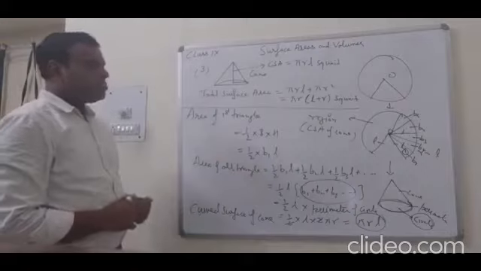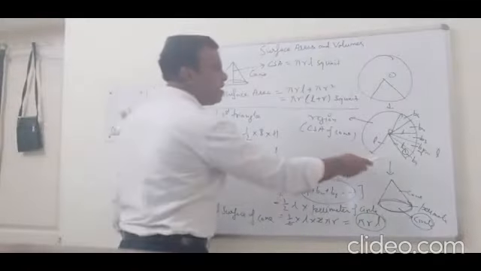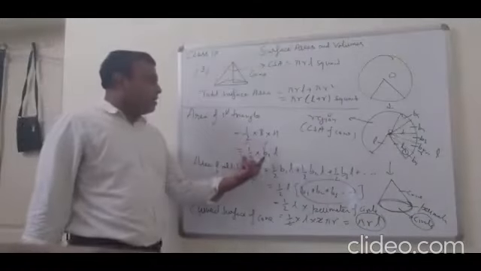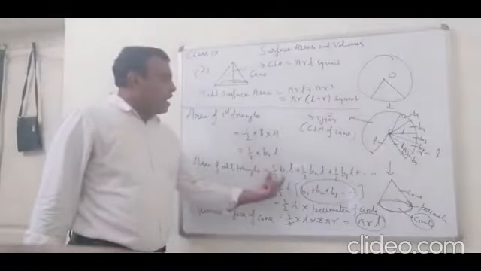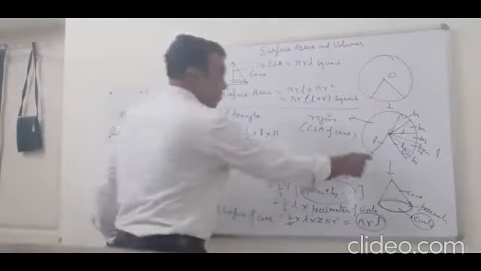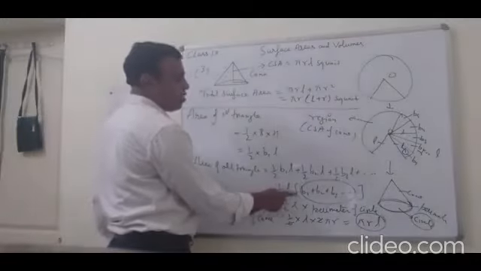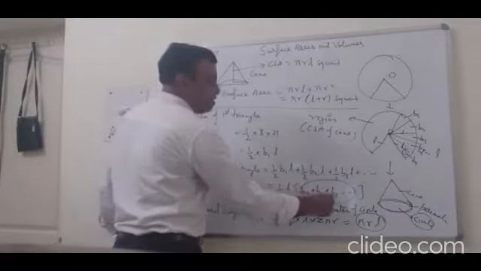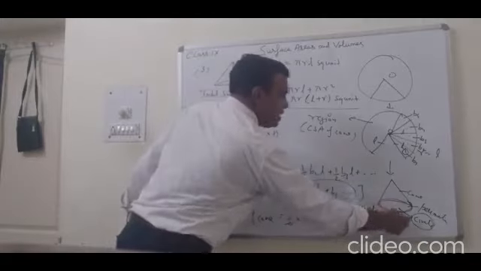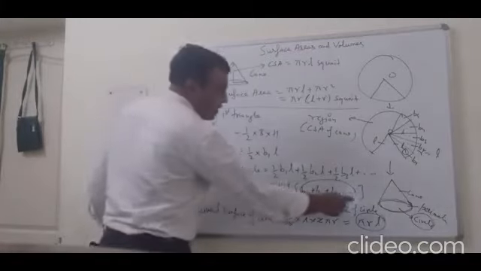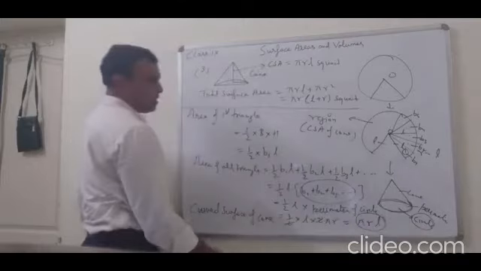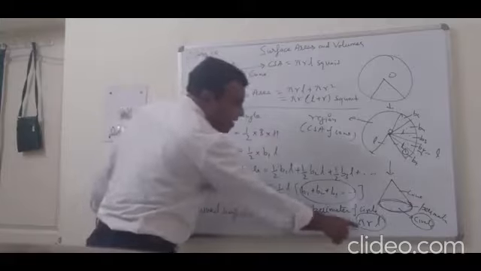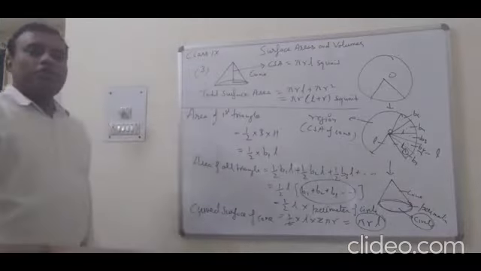For finding the CSA of cone, what do we do? We divide the area of the sector into small triangles and using the formula of one triangle, half base into height, we add the areas of all the triangles, take half into height common, B1, B2, B3. If you add all the bases, it becomes the shape of a circle, and the boundary of the circle is the perimeter of the circle, and the perimeter of the circle is 2 pi r. 2 and 2 cancel, and pi r L is the CSA of cone.